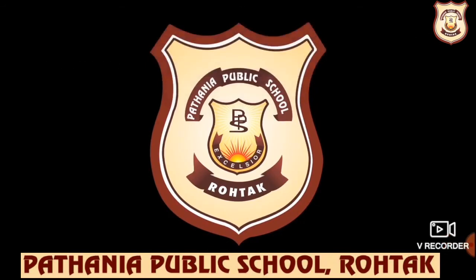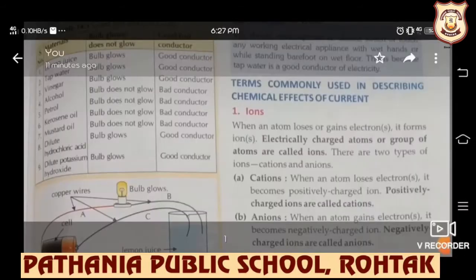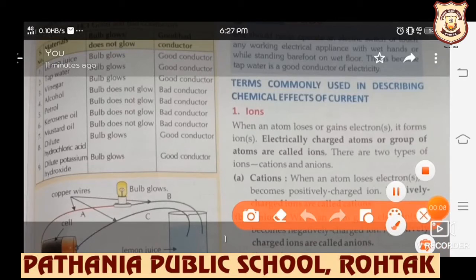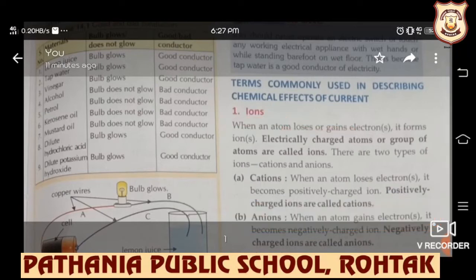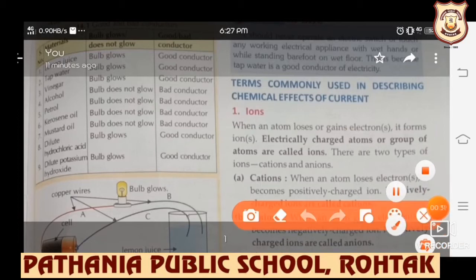So let us start our class today. Terms commonly used in describing chemical effects of current. The first term that is used is ions. What are ions? When an atom loses, means getting out, or gains, when we receive something. So when an atom loses or gains electrons, it forms ions. Electrons are the negative particles that are present in the outer shell. Ions are electrically charged atoms or group of atoms.